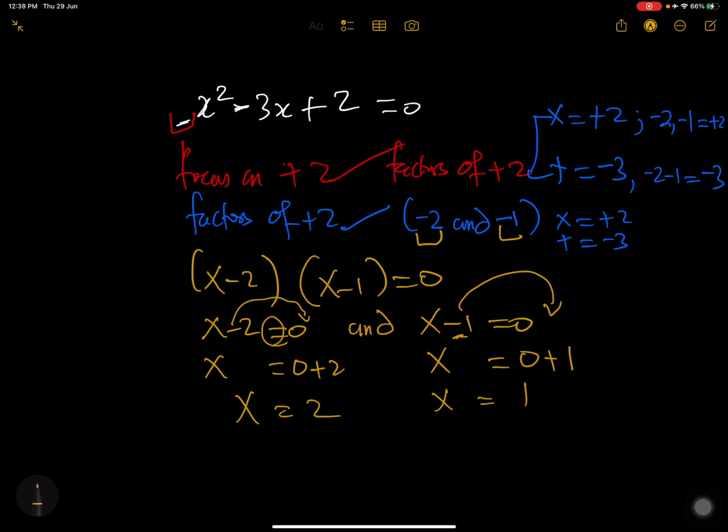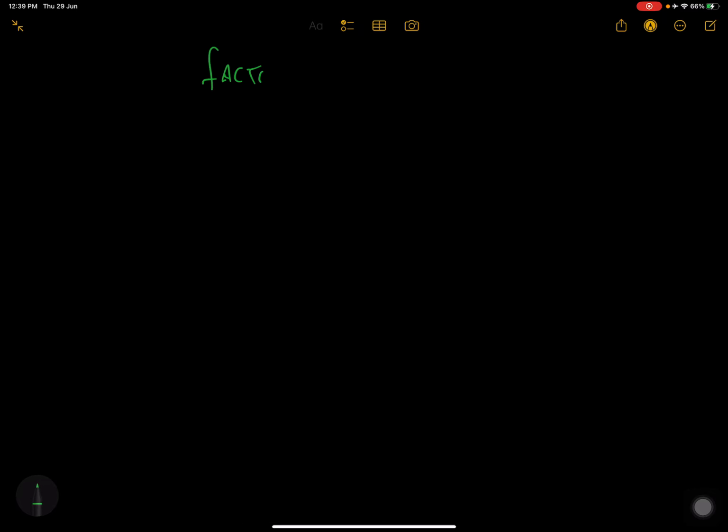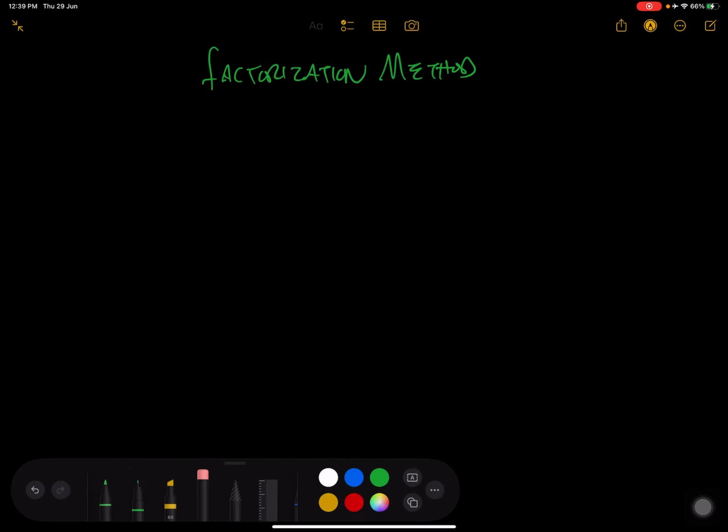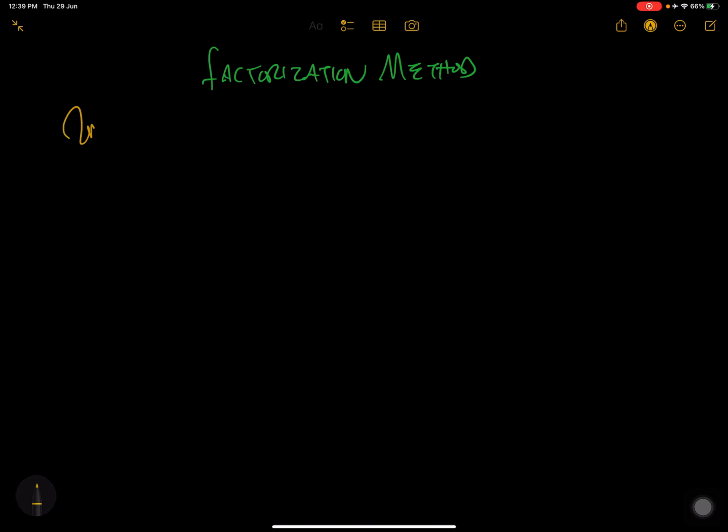But there are times that things will change. For example, we are still on the factorization method. And under the factorization method, we are going to look at the second way. We looked at the first way, and now we are going to look at the second way under the factorization. So imagine that we have 2x squared minus 4x plus 2 is equal to 0.